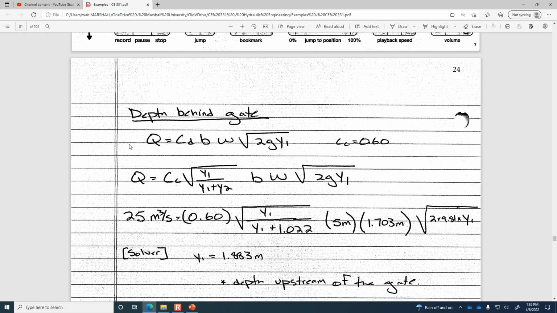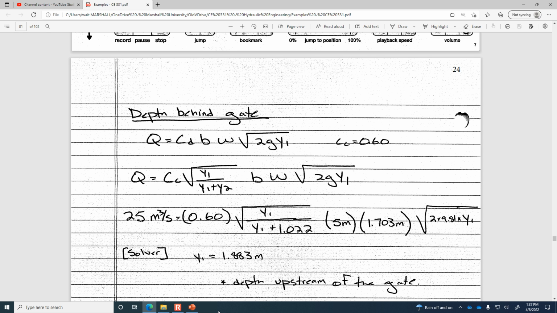Because we know the flow rate, but we don't know the coefficient of discharge in its entirety because that depends on y1. So y1 is the unknown, and you can see it's in 3 spots in our formula: the depth, the width of the gate, how high the gate is open, and the square root of 2gh. So the depth upstream of the gate will be 1.883 meters.